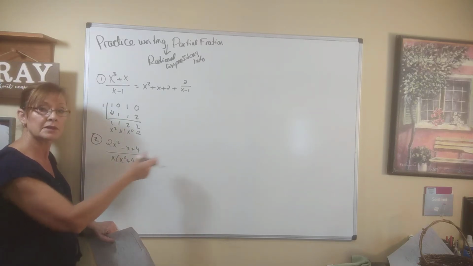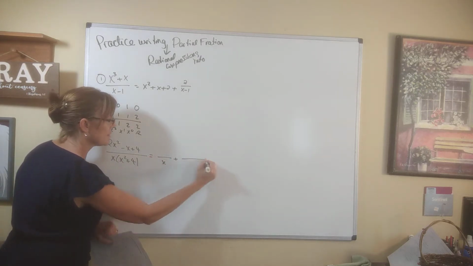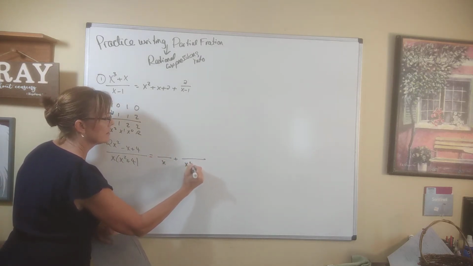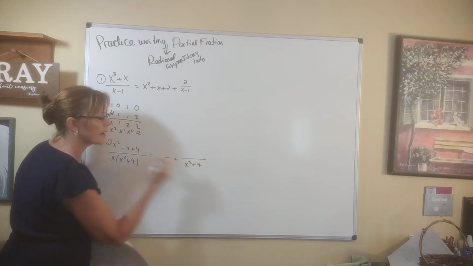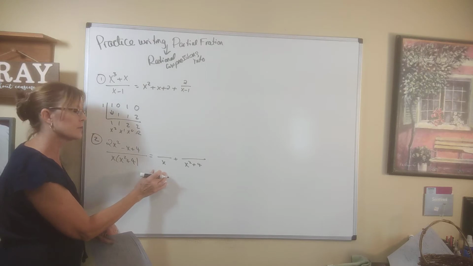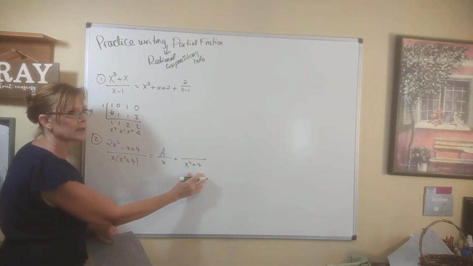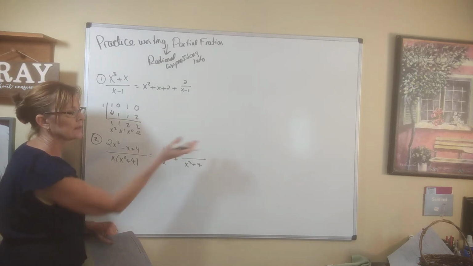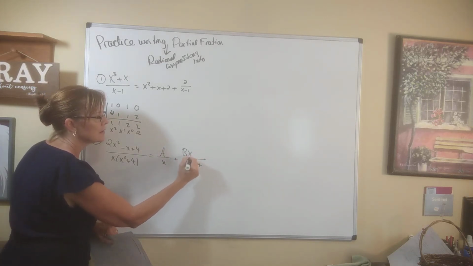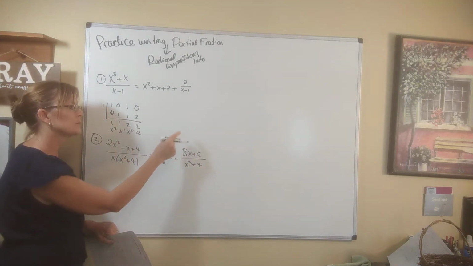So I'm ready to start my template. This is going to turn into something over x plus something over x squared plus 4. Okay, what goes in the numerator is a degree less than 1, which is 0, so some constant, a. This is quadratic, so one degree less would be something linear in nature, bx plus c. So now we begin the process of figuring out what is a, what is b, what is c.